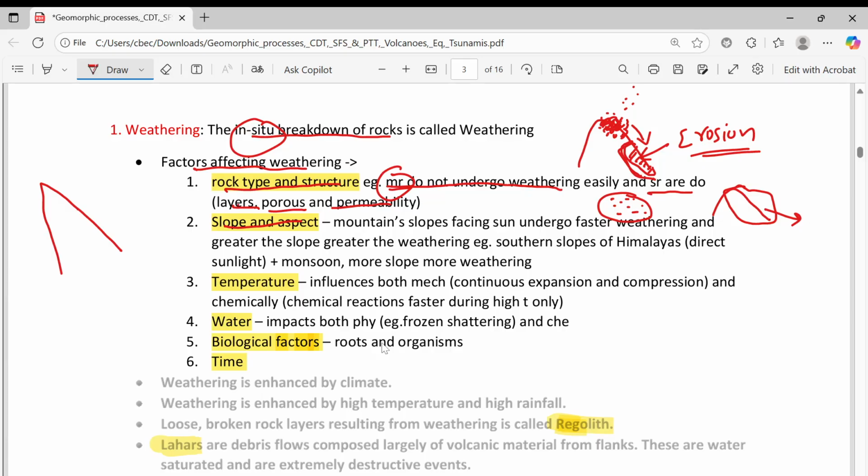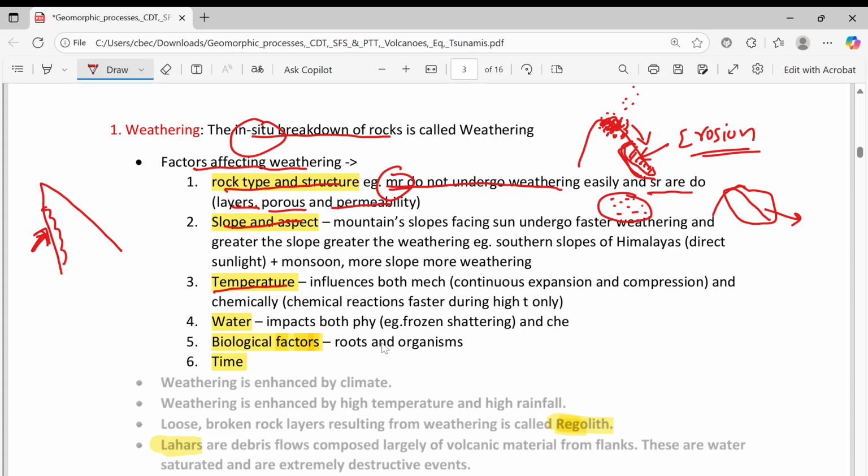And aspect means the part of the slope. For example, here sunlight is coming and more rainfall is coming, then weathering will be high. Here there is no sunlight and no rainfall, so weathering will not be there. Weathering means nothing but you are breaking the rock into fragments. That's all.